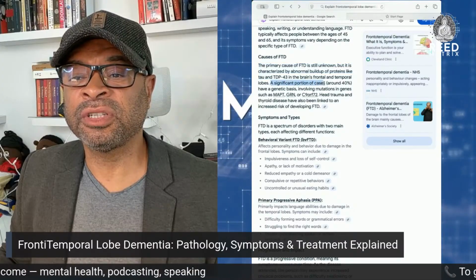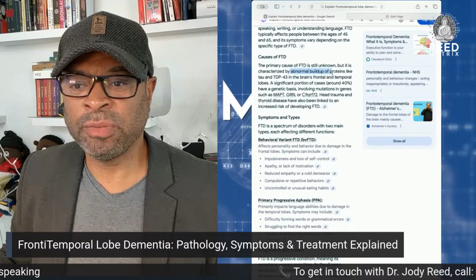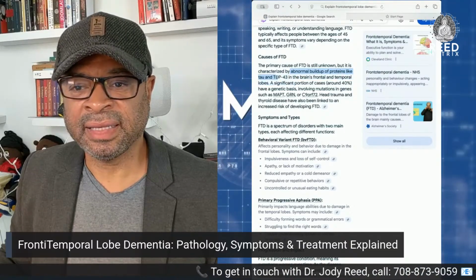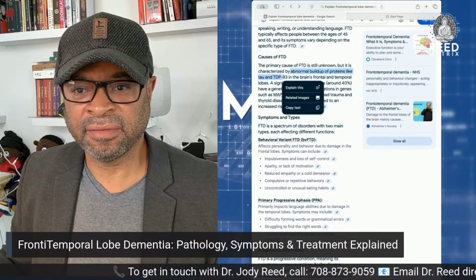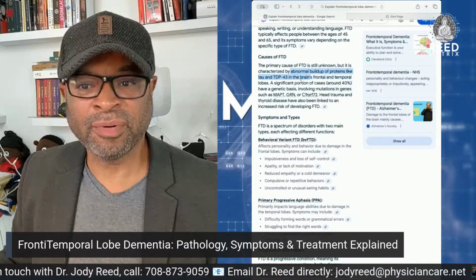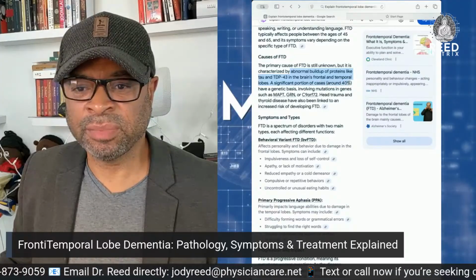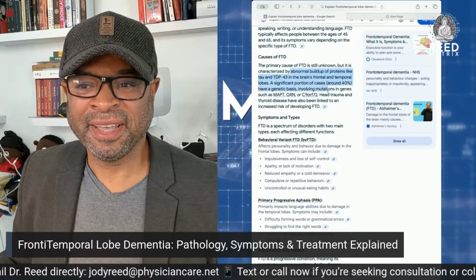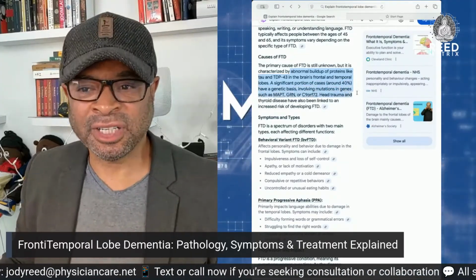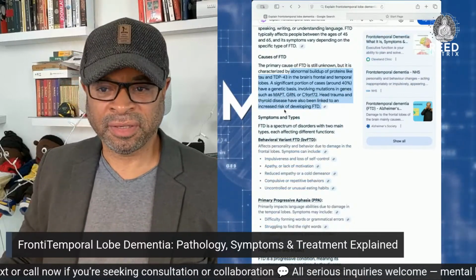A significant portion of cases are characterized by abnormal buildup of proteins like tau and TDP-43. This is the first time I've heard of it in the brain's frontal and temporal lobes, right? A significant portion of cases, 40%, have a genetic basis involving mutations in these genes. Head trauma and thyroid disease are also linked to the disease.